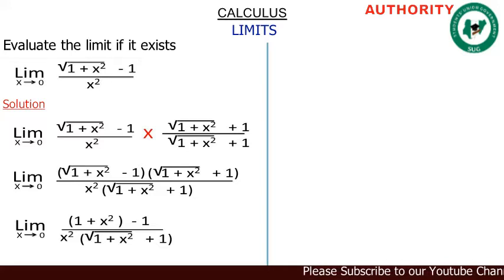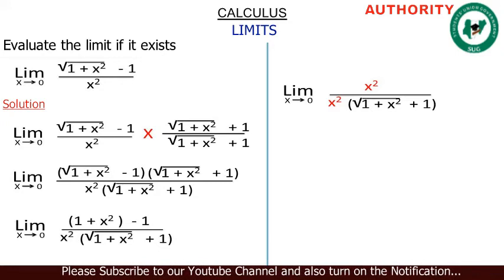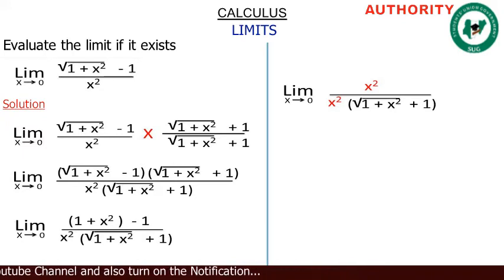Now in the numerator, let's open this bracket. We're going to have 1 plus x squared minus 1. So 1 minus 1 gives us 0, and we are having x squared alone in the numerator. So we have the limit as x approaches 0 of x squared all over x squared, open bracket, square root of 1 plus x squared plus 1.